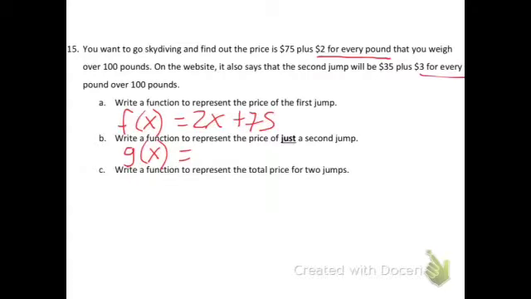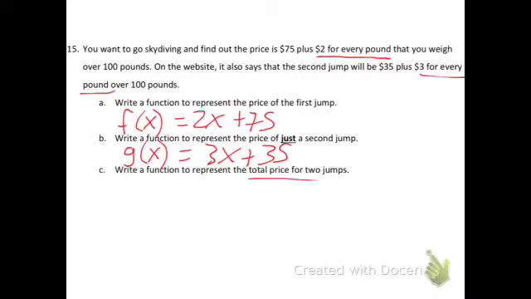On b, I'm going to call the second jump the g function because that's after f. Again, look for the every, for every, or once a mile, or once a month, something like that. This one has it, and it's 3. So we're going to get 3x. And we're going to add on the 35 there. It tells you to plus it. And that's the equation for the second one.